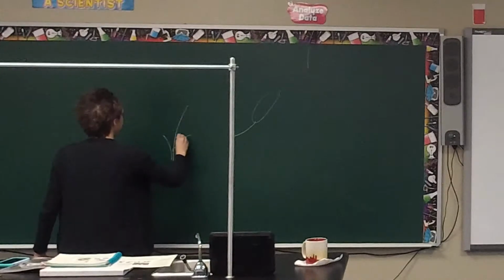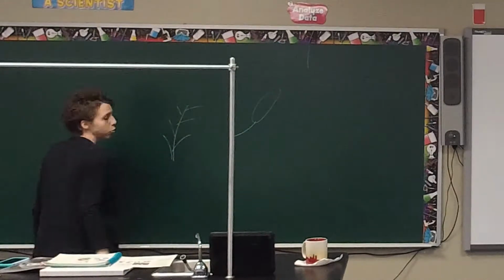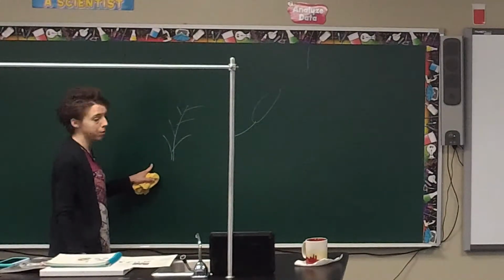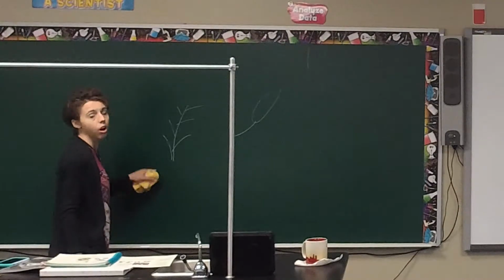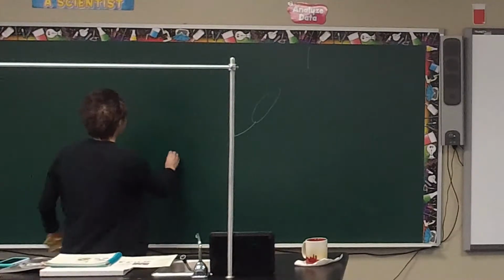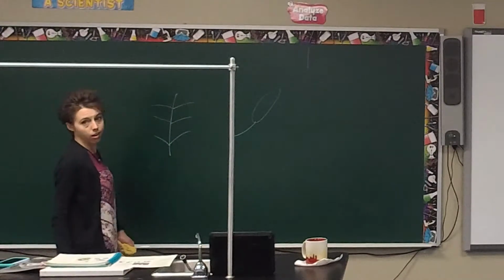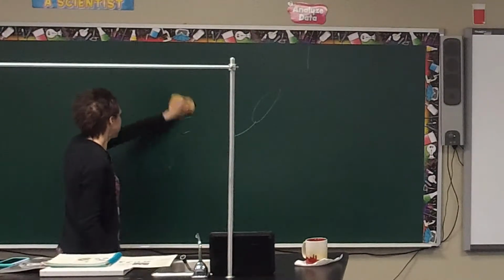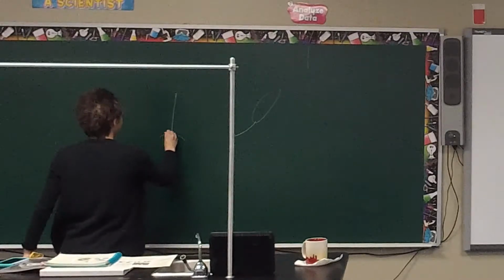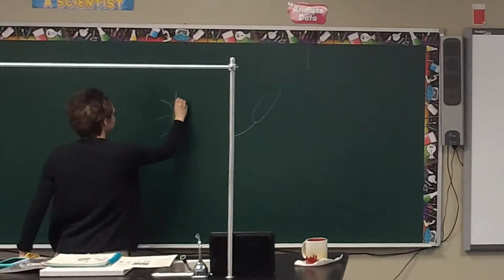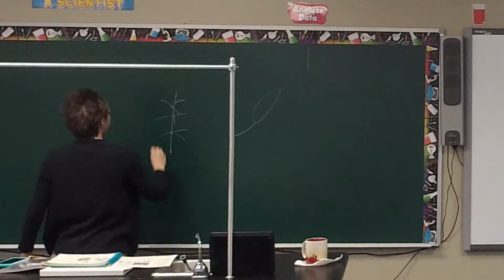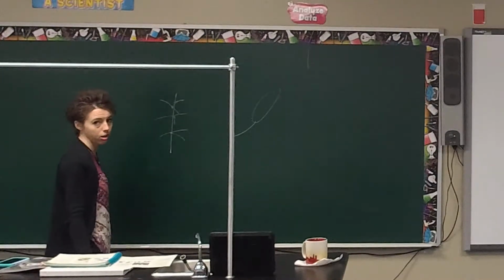So, if it's going up the stem and it has 1 leaf per node, what do you call this type of arrangement? Alternate. What if it's 2 leaves per node? So it's 1 on each side. Opposite. And then what is it if you have more than 3 leaves per node?